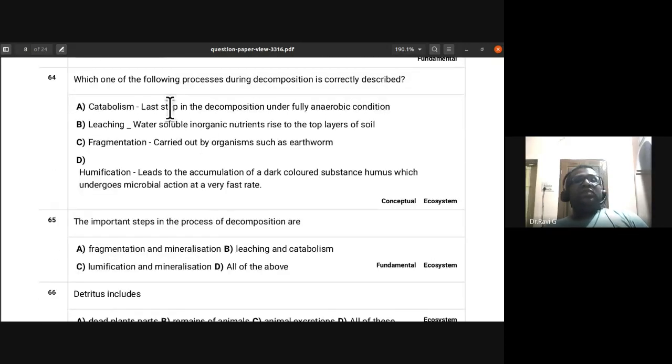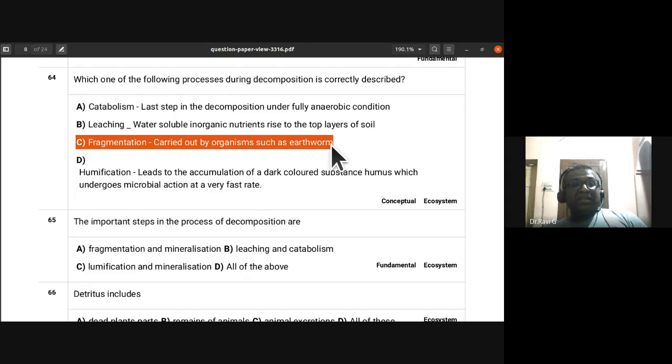64th, which one of the following processes during decomposition is correctly described? Catabolism is the last step in the decomposition under fully anaerobic condition. Leaching, water soluble inorganic nutrients rise to the top layer of soil. Fragmentation carried out by organisms such as earthworms. So this is correctly described.